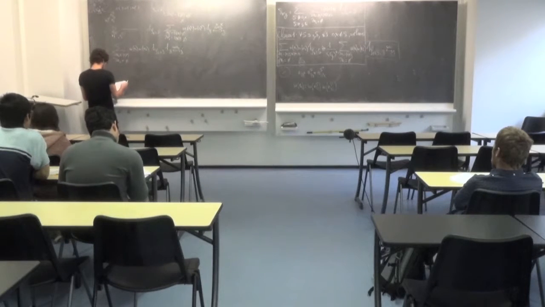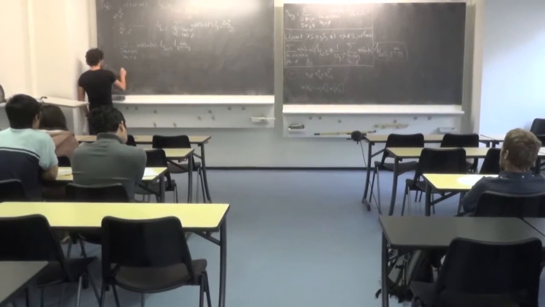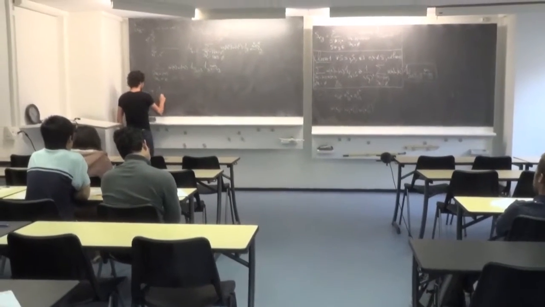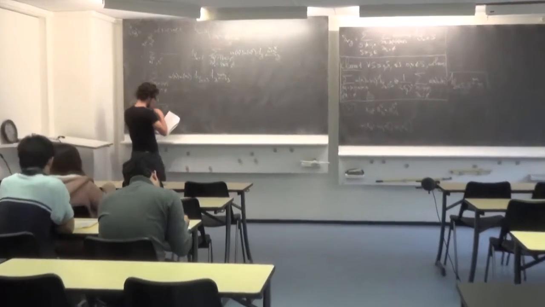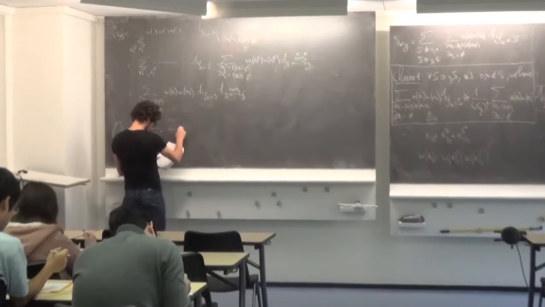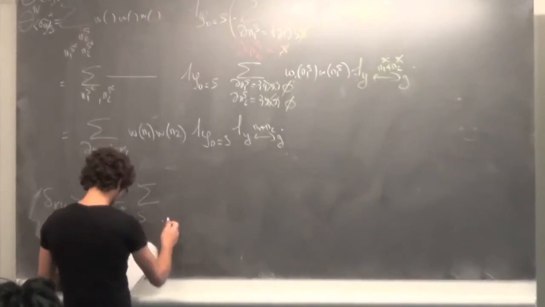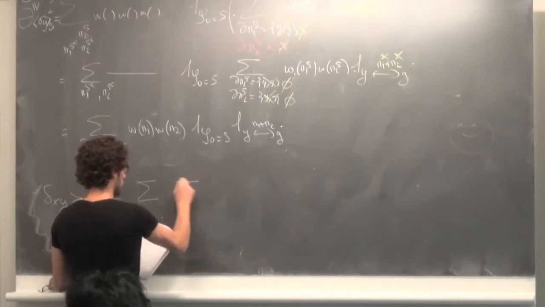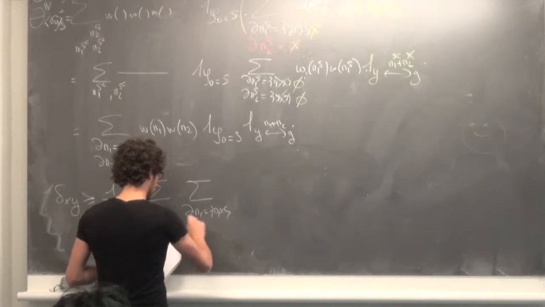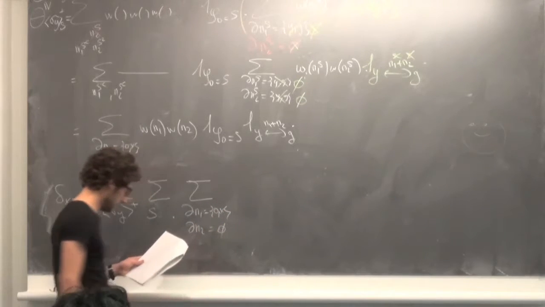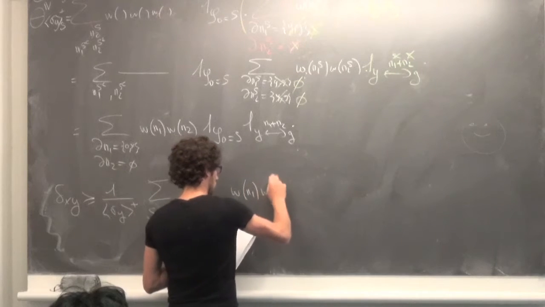So now we are up to this point where we have delta of xy is larger or equal to 1 over sigma y plus, and you get the sum over S containing, the sum over N1, which is 0x, and N2, which is empty set, of Wn1, Wn2.